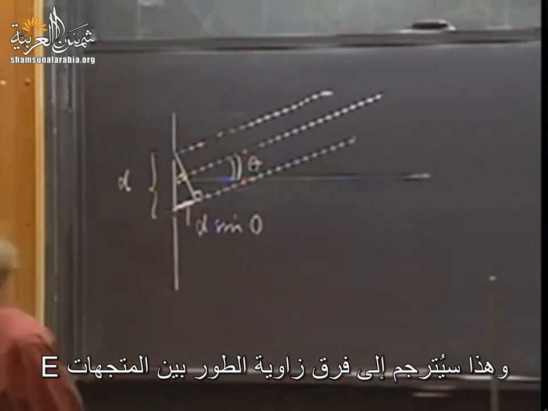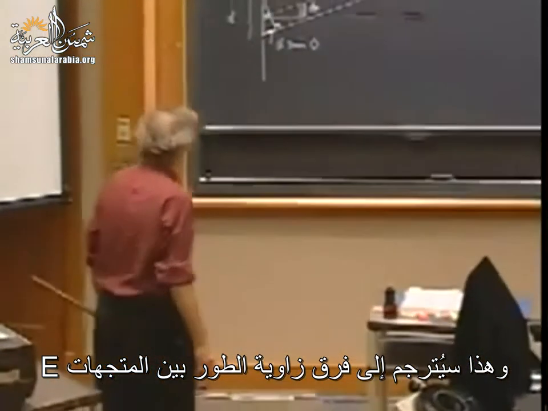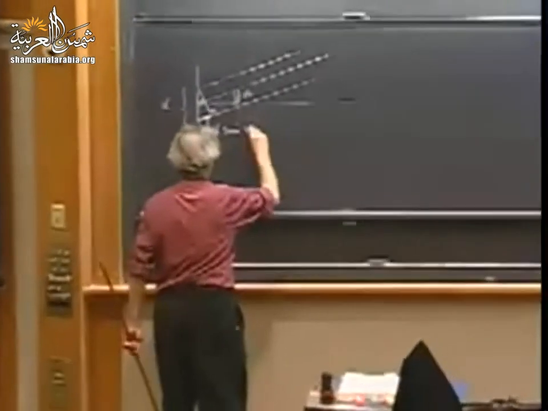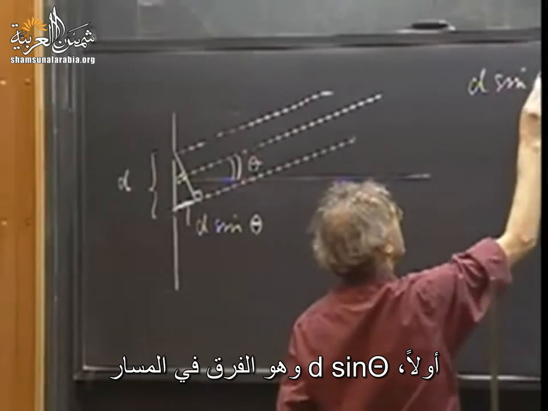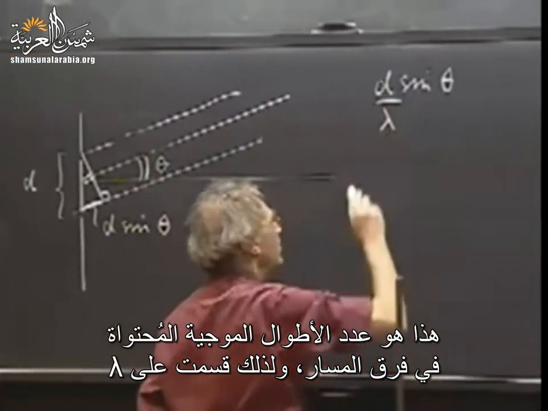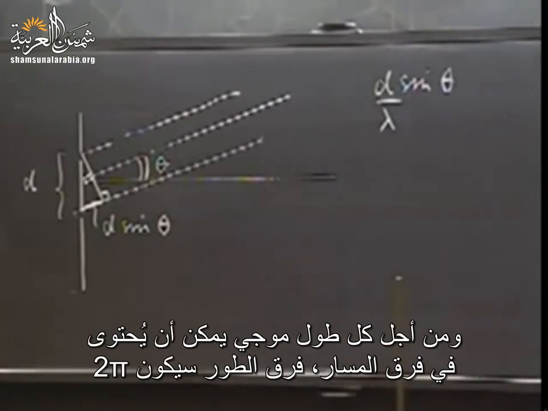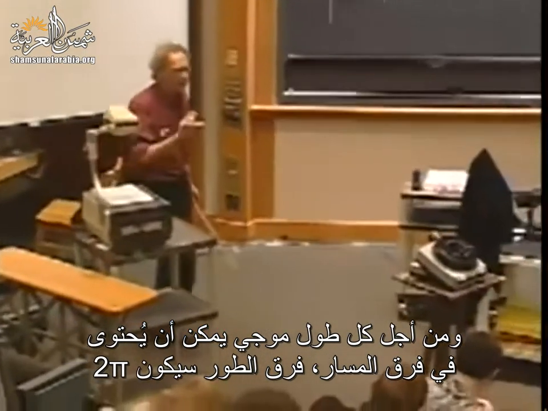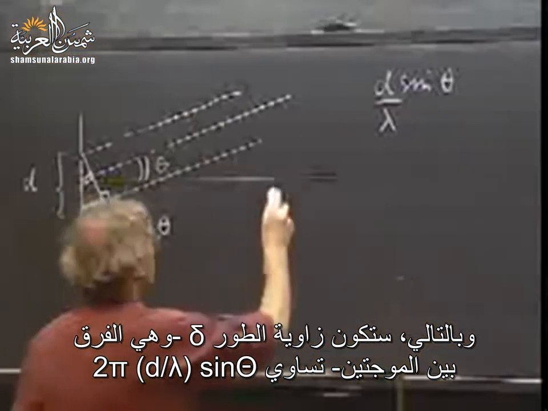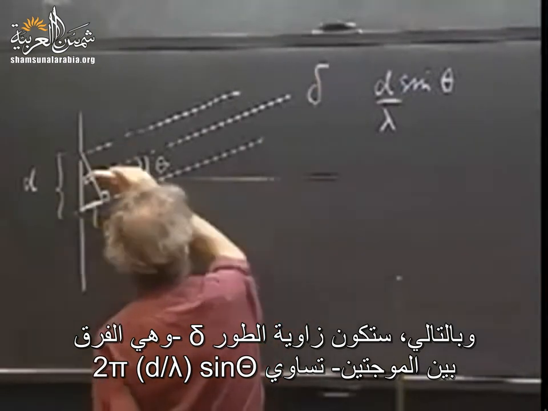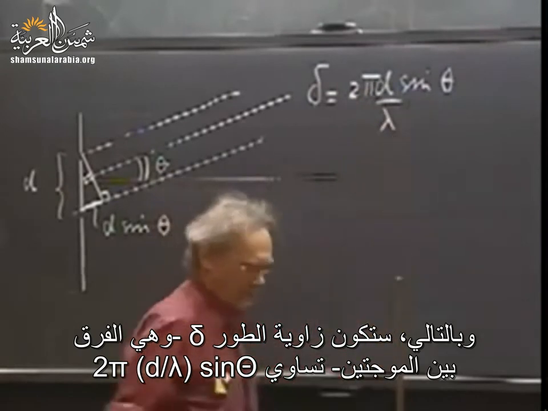And that translates into a phase angle difference, delta, between the E vectors. First of all, d sine theta, which is the path difference, this is how many wavelengths you can fit on that path difference, so I divide it by lambda. And for each wavelength that I can fit on there, the phase difference is going to be 2 pi. And so the phase angle difference between the wave from here and there is therefore 2 pi times d divided by lambda times sine theta.